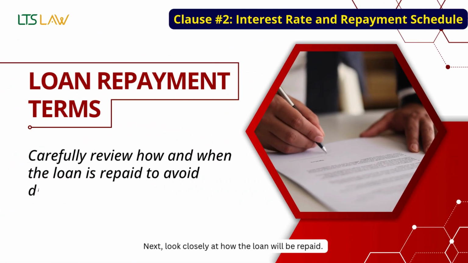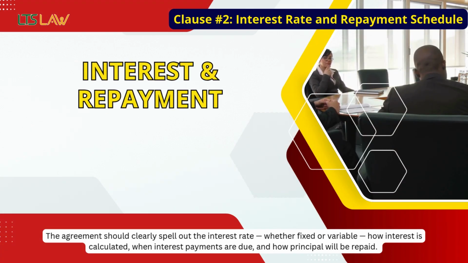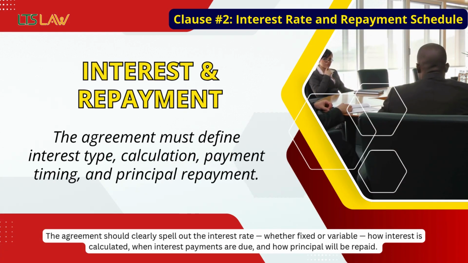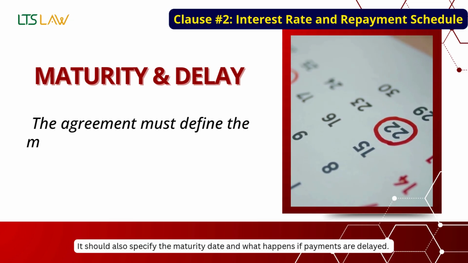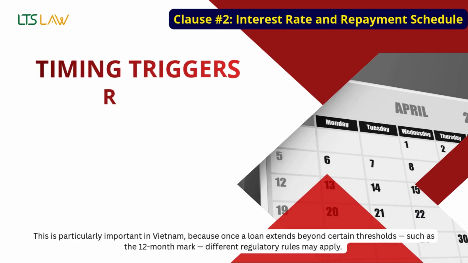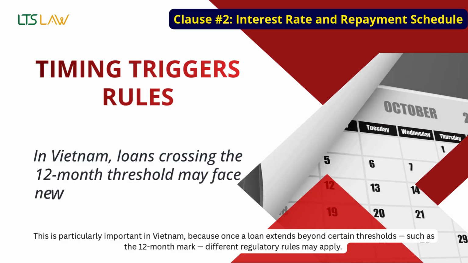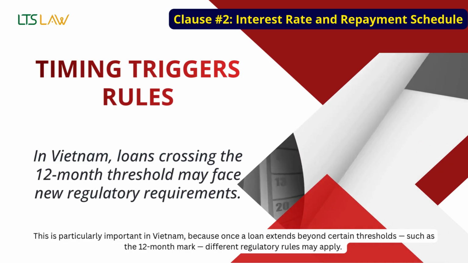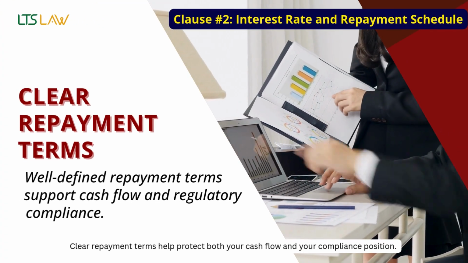Next, look closely at how the loan will be repaid. The agreement should clearly spell out the interest rate, whether fixed or variable, how interest is calculated, when interest payments are due, and how principal will be repaid. It should also specify the maturity date and what happens if payments are delayed. This is particularly important in Vietnam, because once a loan extends beyond certain thresholds, such as the 12-month mark, different regulatory rules may apply. Clear repayment terms help protect both your cash flow and your compliance position.